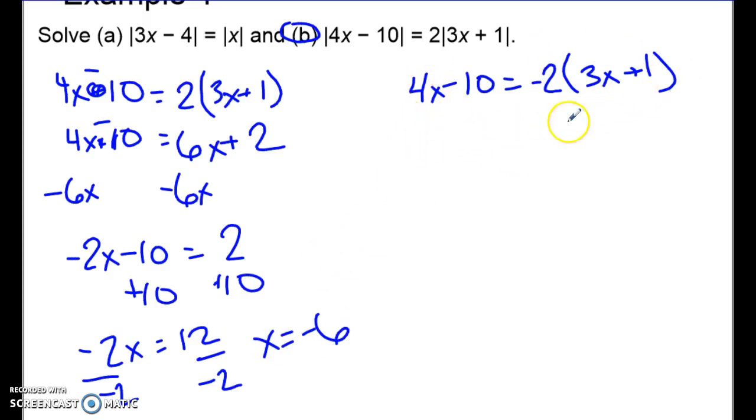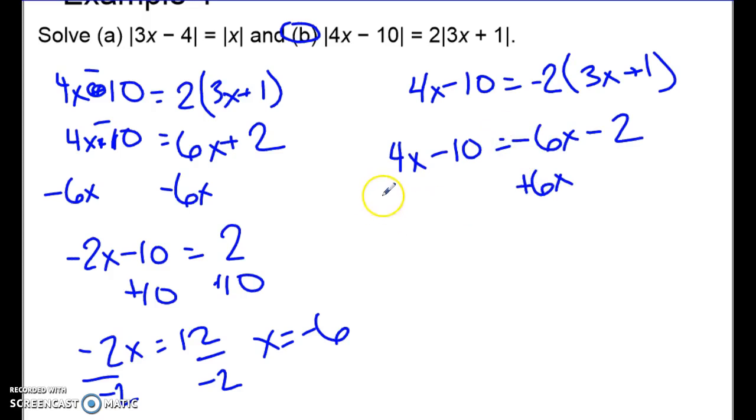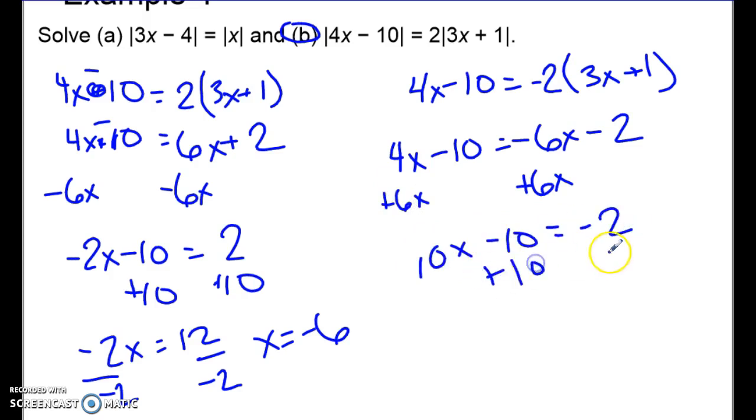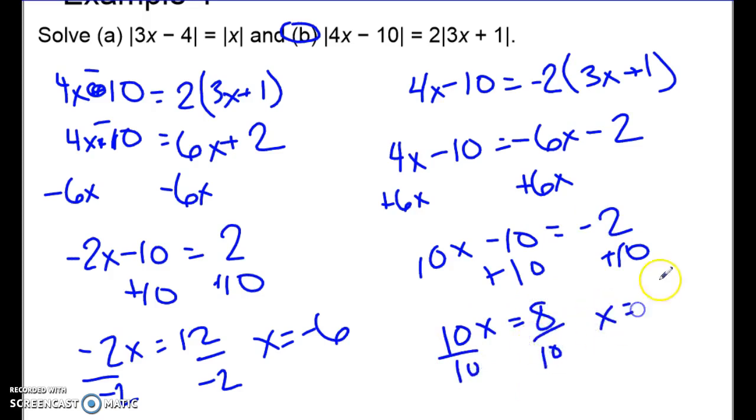So the other solution, I have to look at this and do the same steps. So I've got my 4x minus 10 equals, this negative 2 times 3x is a negative 6x, negative 2 times 1 is negative 2. So I'm going to follow the same steps. I'm going to move my x values, but here I add, because over in my original problem it's subtraction. So I add 6x, so I have 10x minus 10 equals negative 2. Then I add 10 to get all my constants on one side. So 10x equals negative 2 plus 10 is 8. And then I divide by 10. So I have x equals 8/10.